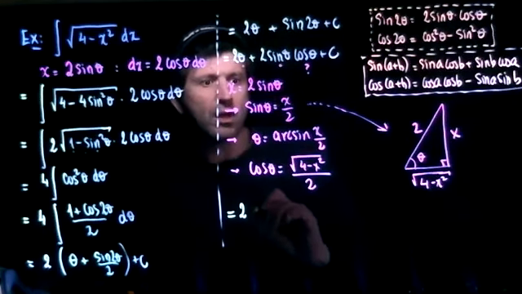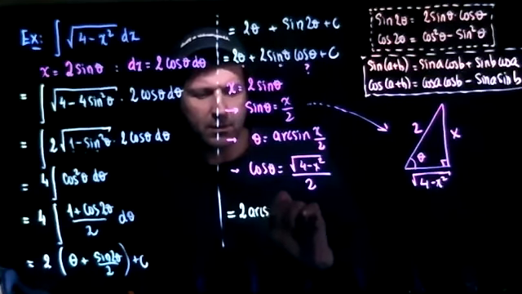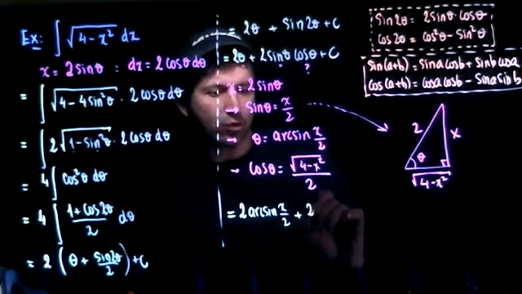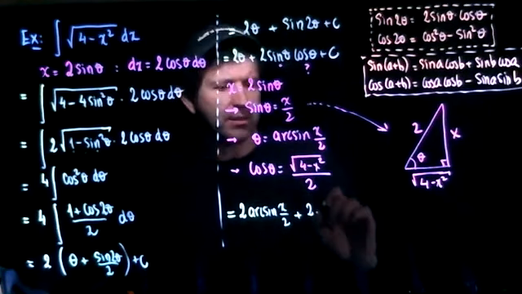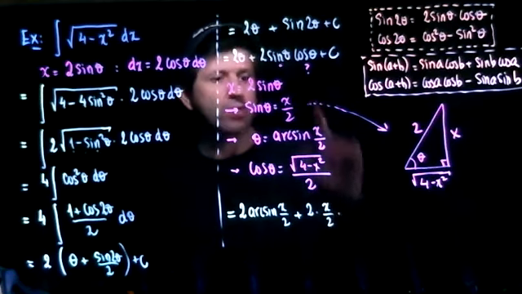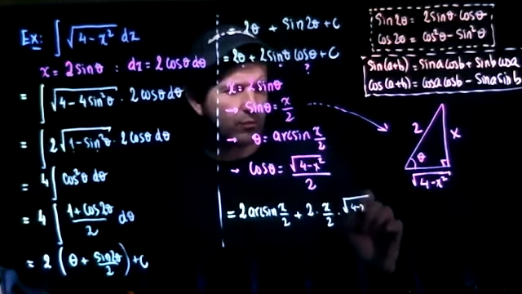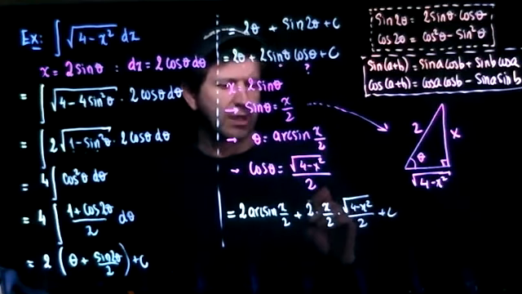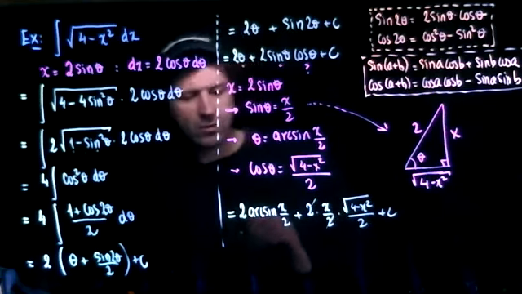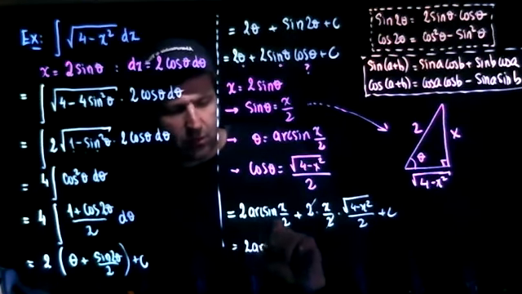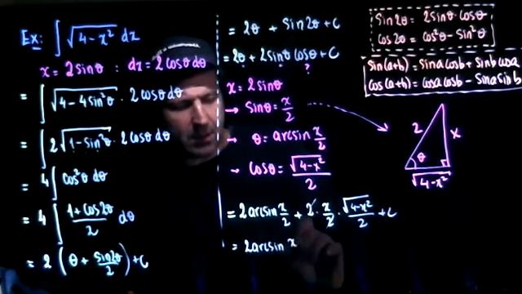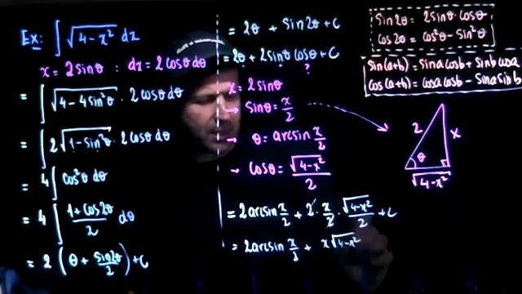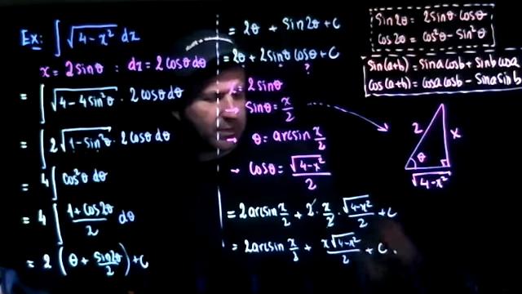So 2 arcsine x over 2, then plus 2 times sine, which is x over 2, times cos, which is root 4 minus x squared over 2, plus c. And that's my answer. I'm just going to clean it up a bit. 2 arcsine x over 2 plus x root 4 minus x squared over 2 plus c, and that's my answer.